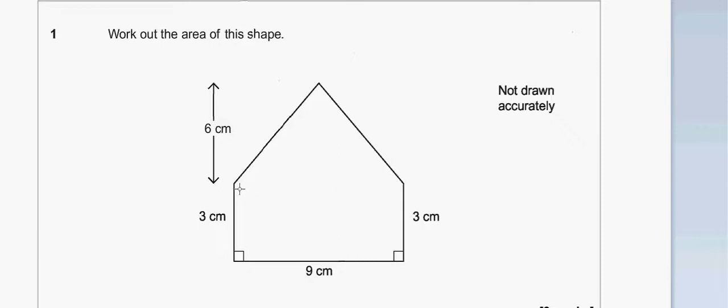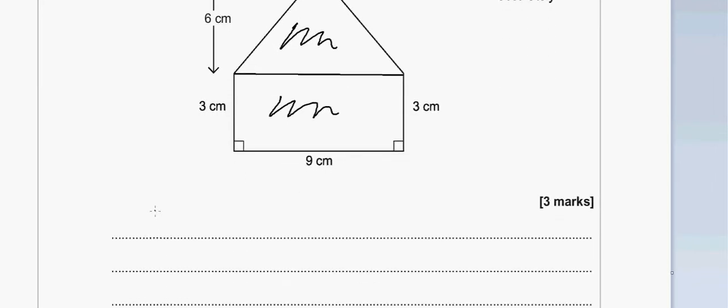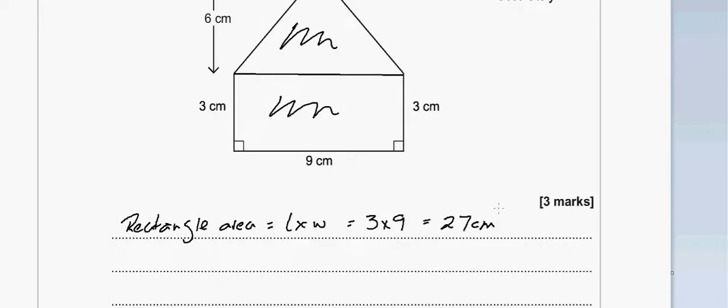Now what I would do is divide the shape into two, because there's no real formula for working out this particular shape. So I'd work out the area of this and the area of this and then add the two together. So I would say that the rectangle area is length times width, which equals 3 times 9, which equals 27 centimeters squared. So that's nice and easy.